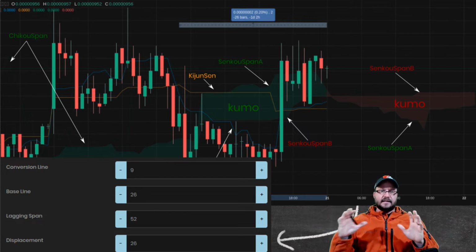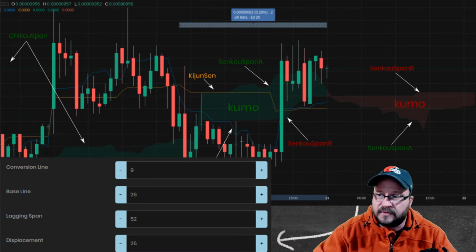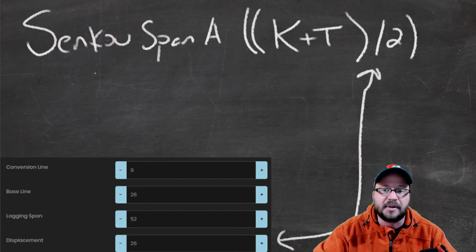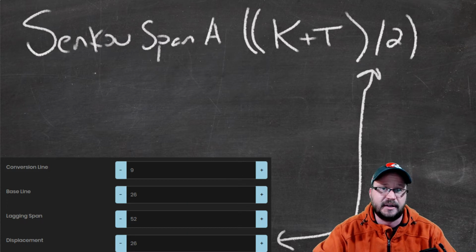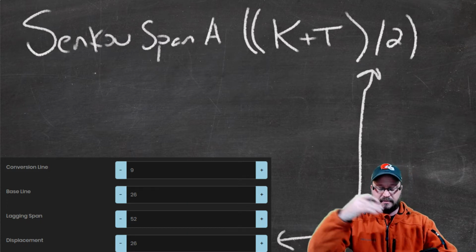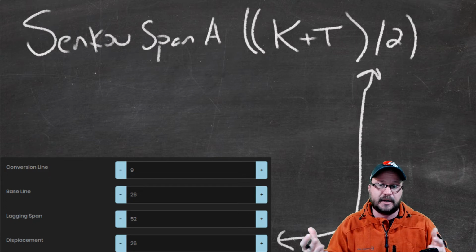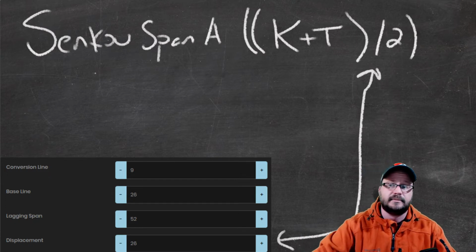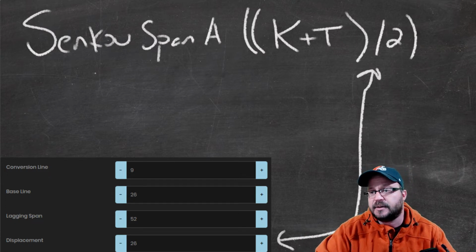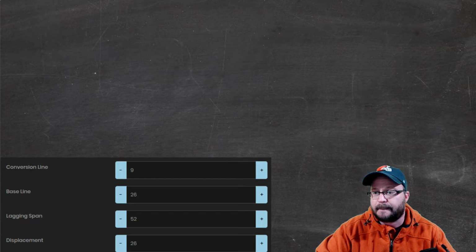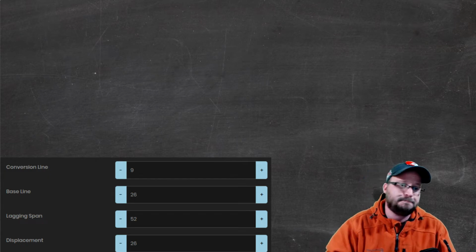It gives you an idea of sentiment because we've taken another average. It's an average of averages of the highs and the lows, right? But that's just one line. Okay, that's the Senkou Span A. There's also a Senkou Span B. And we'll do that one now.